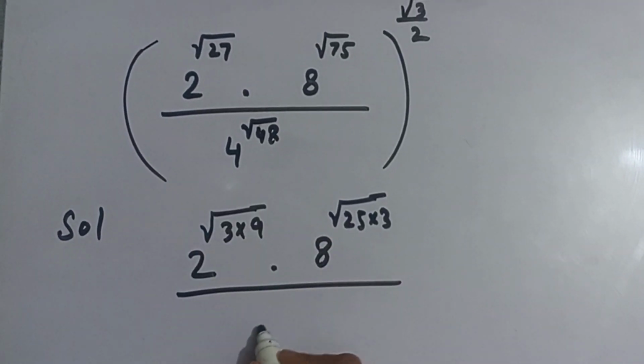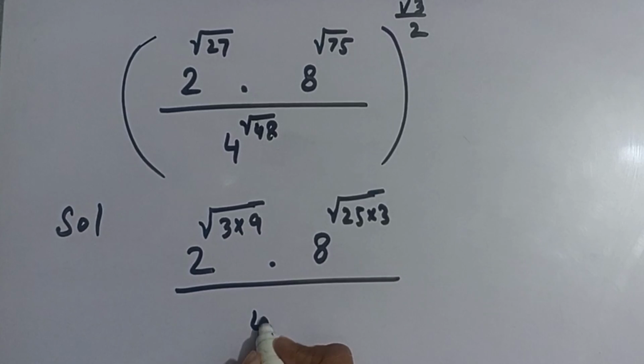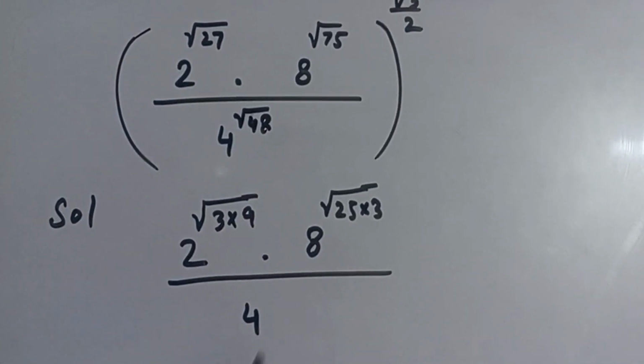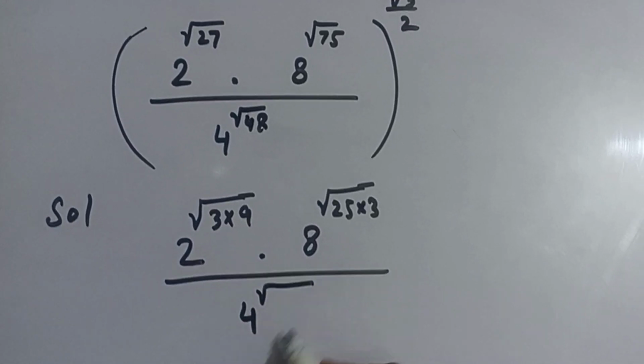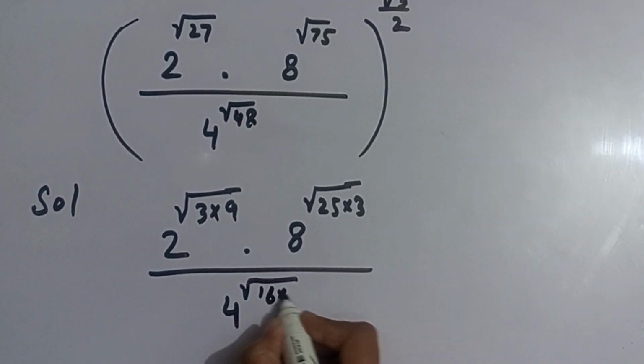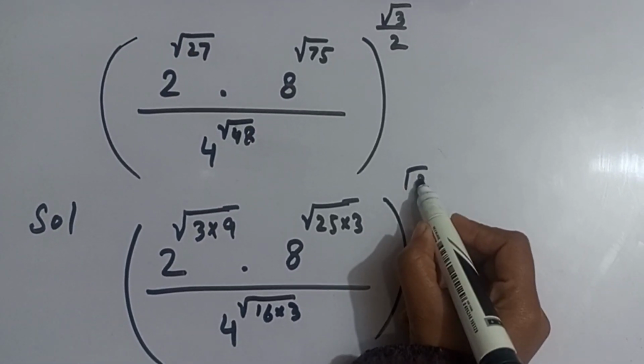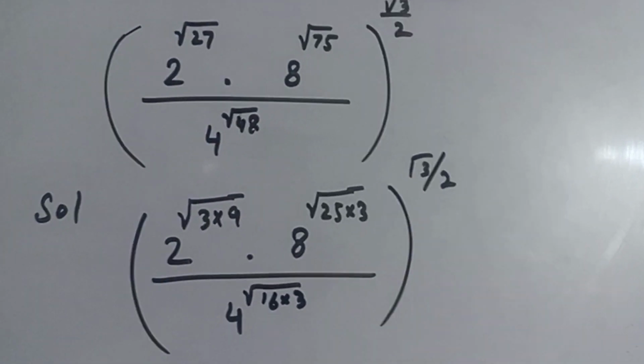And look at the denominator. We have a 4 and its power is square root 48. We write this square root 48 as square root 16 multiply 3, and its again power is square root 3 over 2.